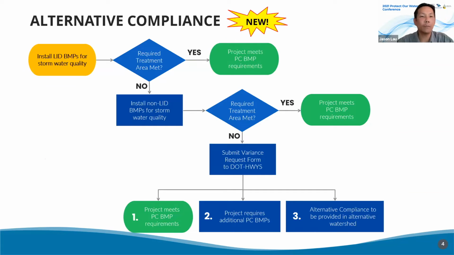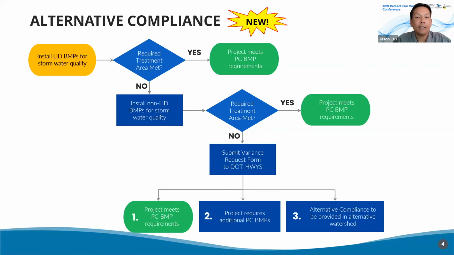So the alternative compliance program, how will it work? If you have a project that has been identified as requiring post-construction BMPs, you start on the upper left corner of your screen. The top priority, first of all, is you always try to install LIDs. And if you can treat the required treatment area, then your project fulfills the post-construction BMP requirements. If not, you can opt to install non-LIDs. And if that can treat the required treatment, you're fine.